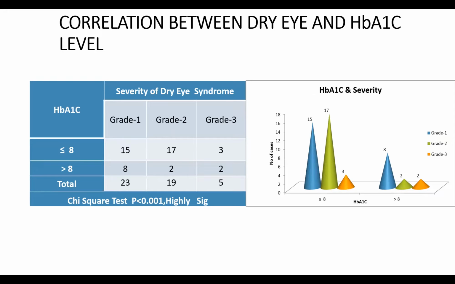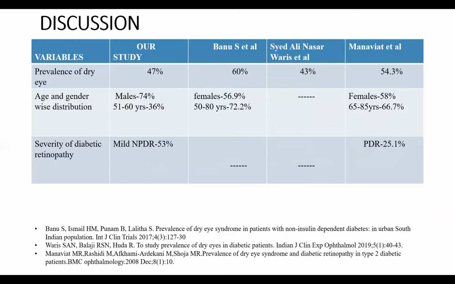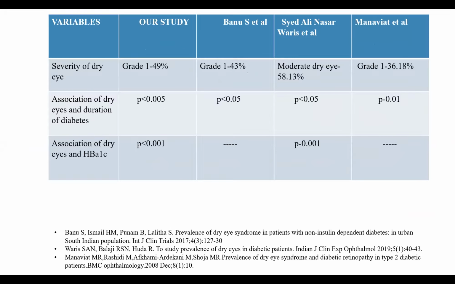Coming to correlation between HbA1c level and severity of dry eye syndrome, the chi-square test was less than 0.001, which was highly significant. And relation between dry eye syndrome and diabetic retinopathy, the p-value was 0.002, which was found to be highly significant. We compared our studies with other Indian studies. The prevalence of the dry eye in our study was 47%, whereas in study by Banwes et al, it was 60%, and Syed Ali Nasir Waris et al, it was 43%, and Manved et al, it was 54%. So it correlates roughly. And in our study, majority of the patients had grade 1 dry eye, and in other similar studies also, there was a grade 1 dry eye.